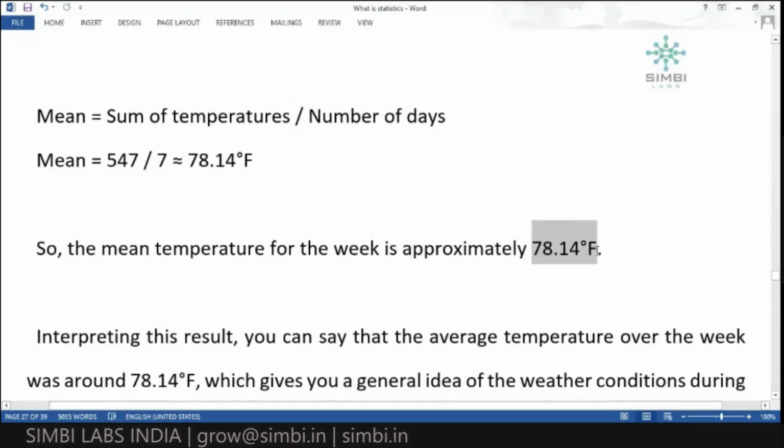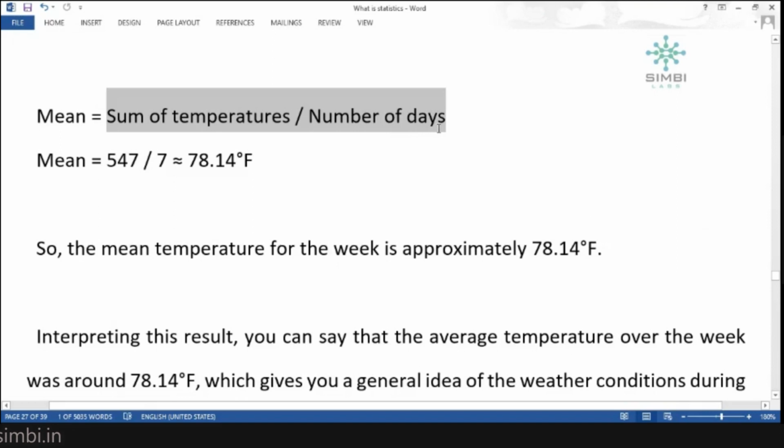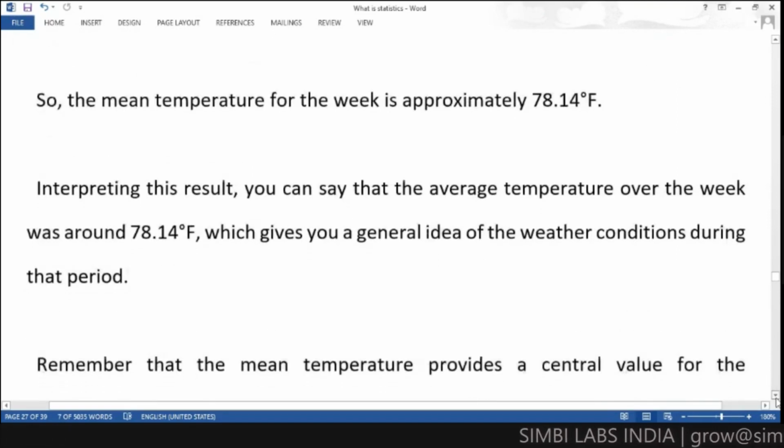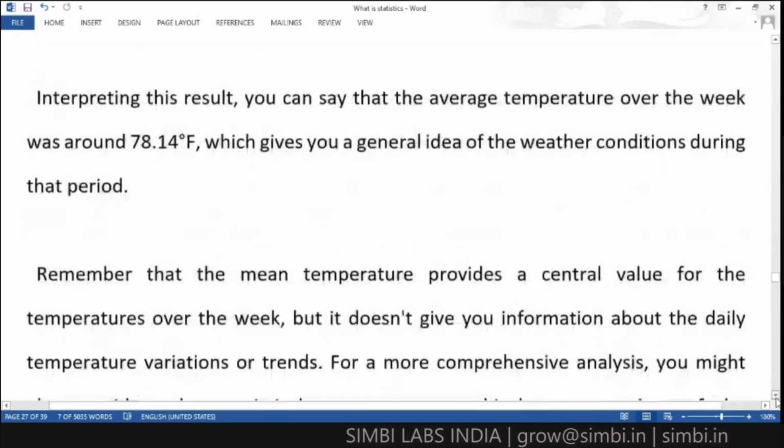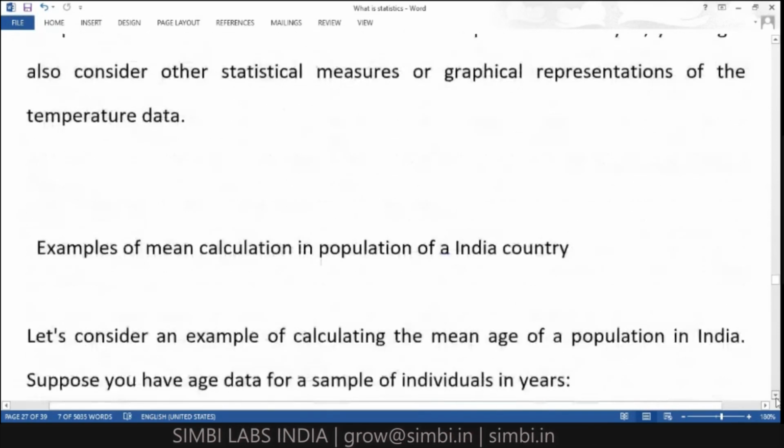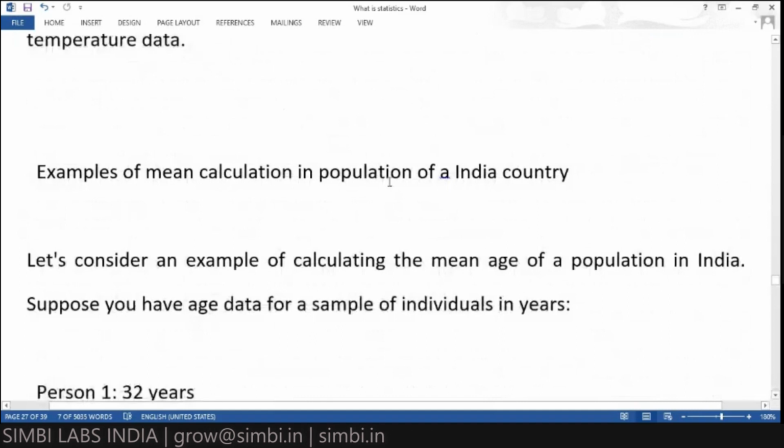So it is a simple calculation if you remember the formula: sum of the values divided by the number of days or number of students, like that. So this is the simple calculation of mean. And also, mean calculation in the population of the country India, how they can do it.